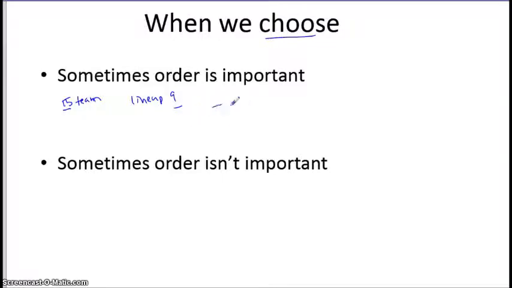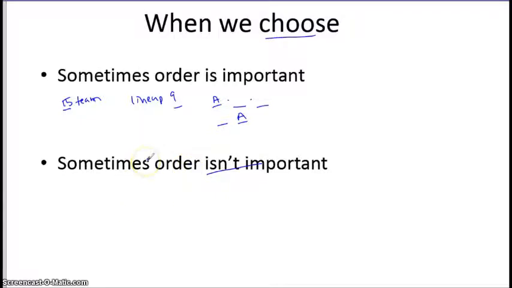Well, here it's pretty clear that order is going to be important. If I pick person A in the first position, and then for a different lineup, person B, when I choose these 9 people, the order is important because I care what order they're in. So that's a situation where order is important. But sometimes when we choose, order is not important.